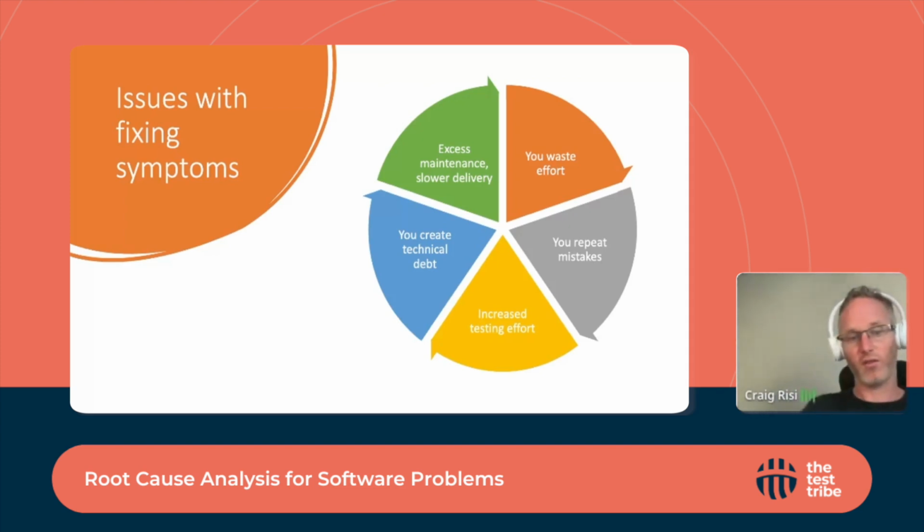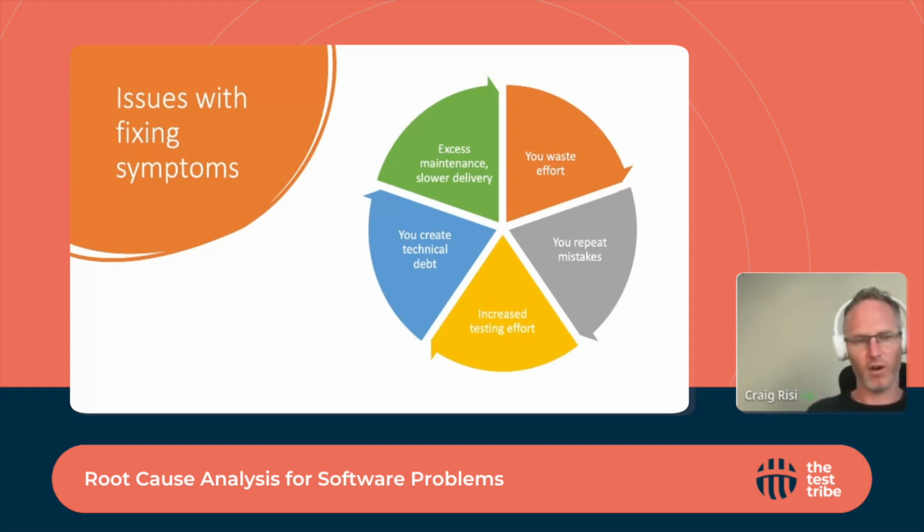And that just creates a lot of technical debt that needs to be addressed at some point in time because you haven't solved the problem. You're just constantly fixing, and then there's a list of things that actually need to be done to improve your software that is not getting dealt with. And all of this leads to excess maintenance and slower delivery.